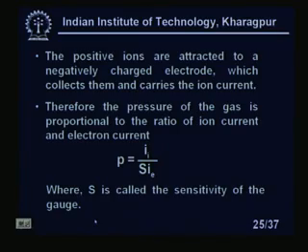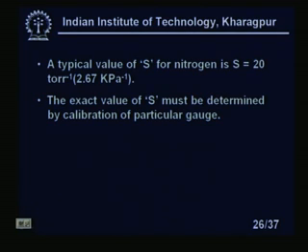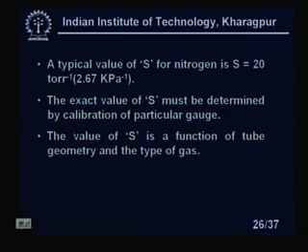Here S is called the sensitivity of the gauge, and a typical value of S for nitrogen is 20 torr to the power minus 1, which is 2.67 kilopascal to the power minus 1. The exact value of S must be determined by calibration of the particular gauge. Each gauge is not gas independent, as with the McLeod gauge and others. You have to calibrate it separately for a particular gas and a particular gauge. The value of S is a function of the tube geometry and the type of gas, so you have to calibrate it separately to find the value of S.